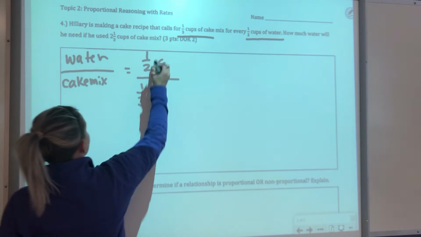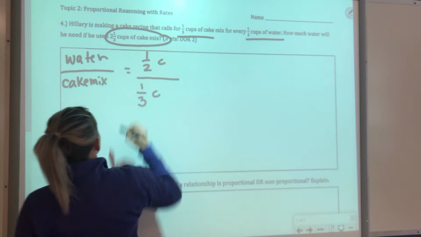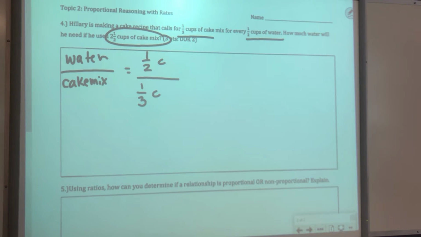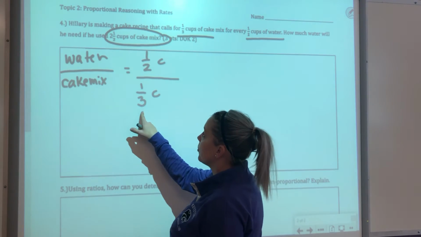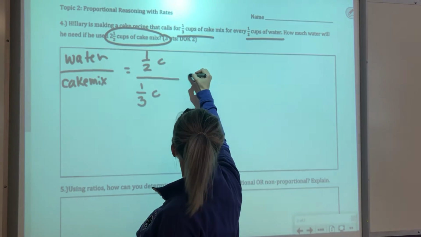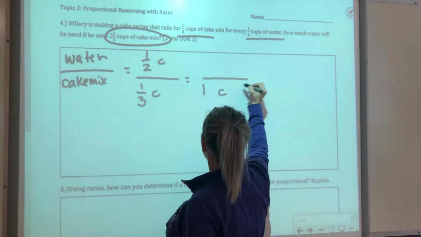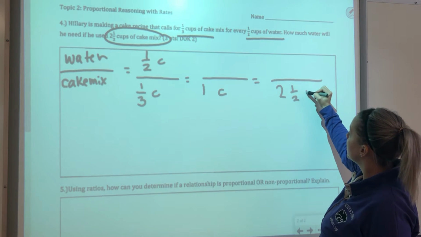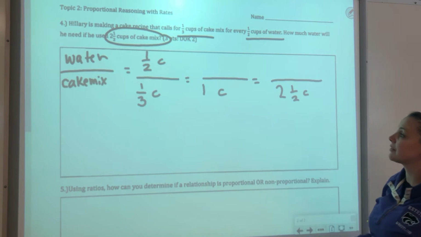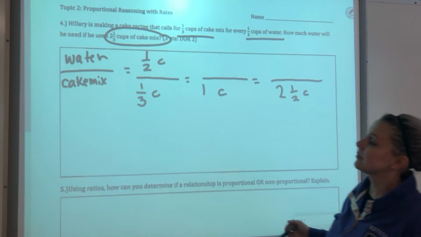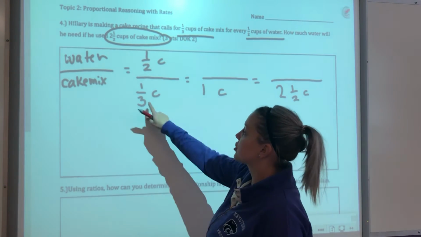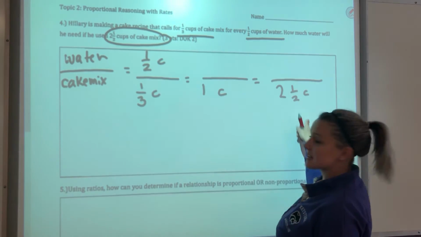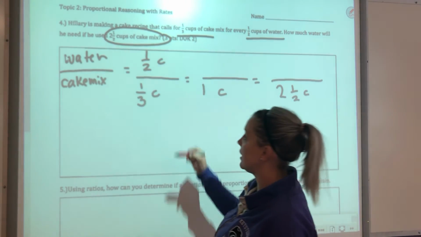I need to know how much water I will use if Hillary uses 2 1/2 cups of cake mix. Well, I can't get from 1/3 to 2 1/2 easily. So again, I need to make my pit stop at 1 cup so then I can scale up to 2 1/2 cups. So again, getting to my unit rate to then scale up to the value that I need.